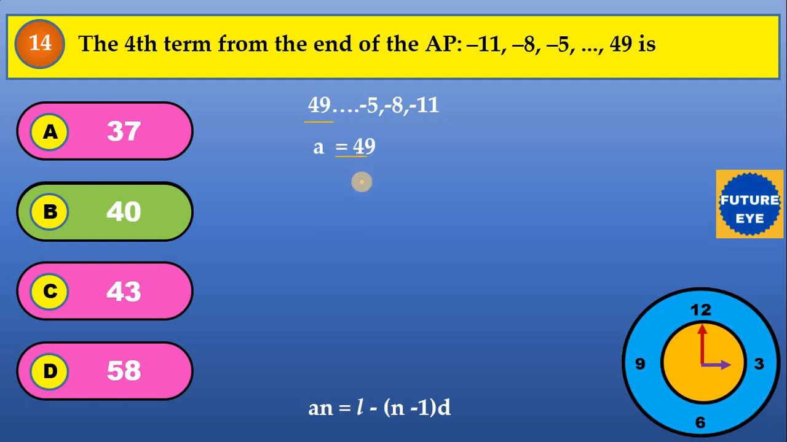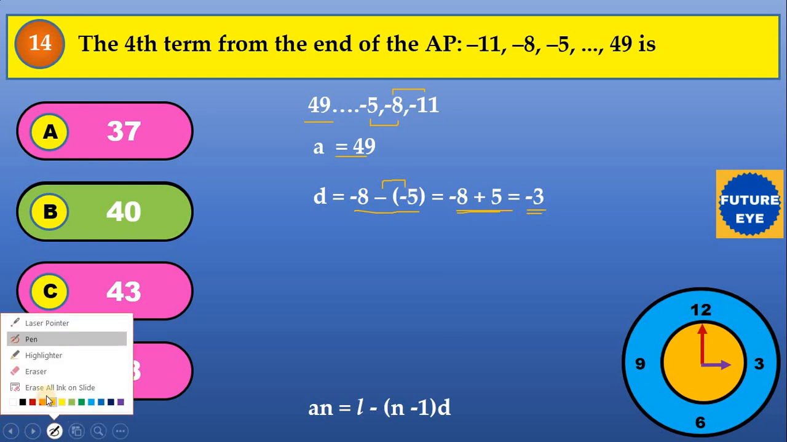And how do you find D? D means the difference of a term and its preceding term. Here we have two terms. You can subtract these two terms either way, but I am doing minus 8 minus of minus 5. Now you multiply those. So minus into minus is plus, we get plus 5. So minus 8 plus 5 gives minus 3.